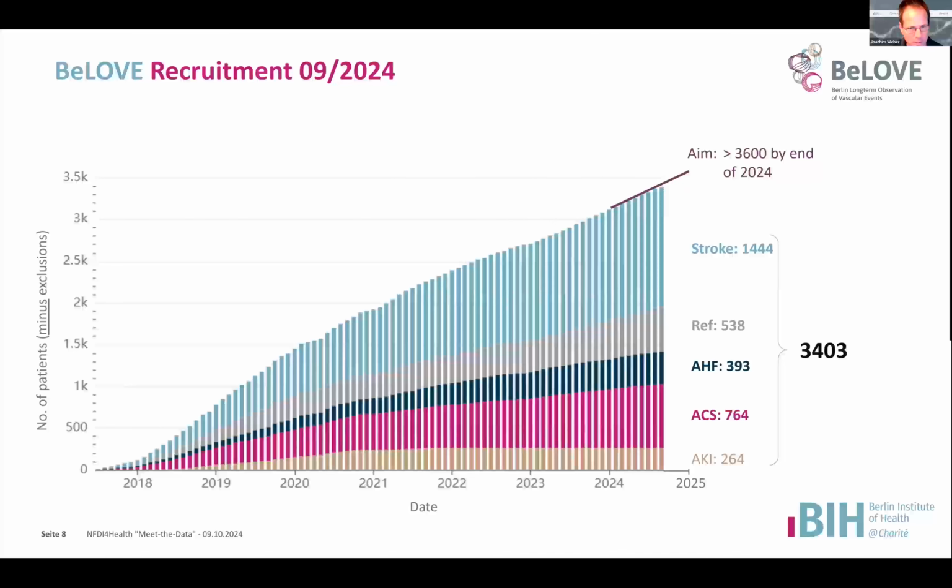We started BeLOVE in 2017. We started planning BeLOVE in 2014, but first recruitment was in 2017, initially in a pilot study, and from 2018 to 2021 in an establishment phase. Since 2021, we have been recruiting patients into the main phase of BeLOVE and have currently recruited around 3,600 patients into the study.